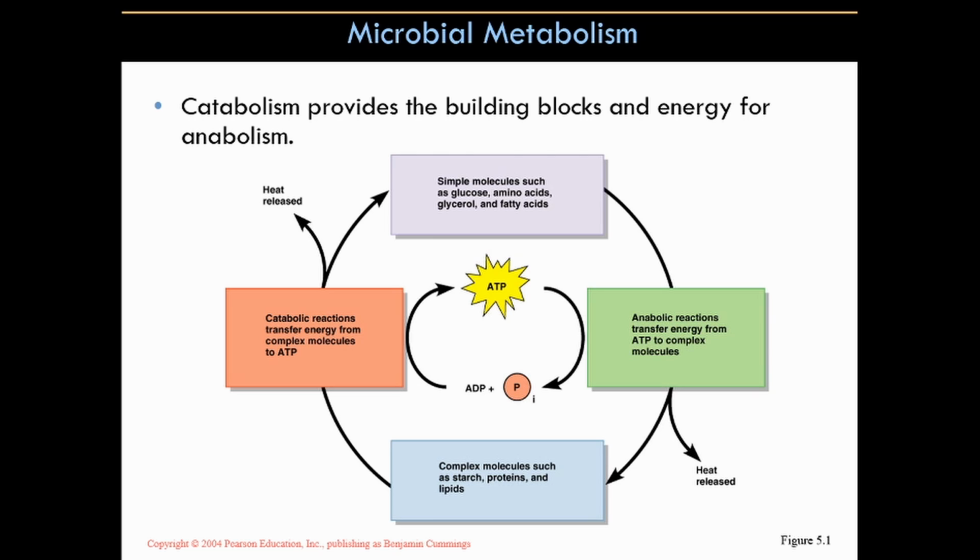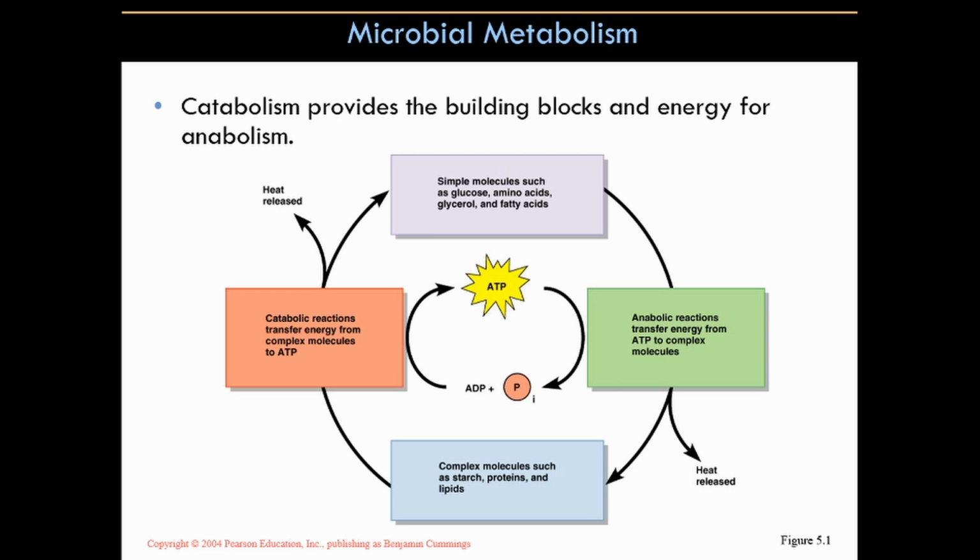So remember, these are endergonic reactions. They're absorbing energy. Where is the energy coming from? It's coming from ATP. So the energy leaves the ATP, goes into these simple molecules, and then larger, more complex molecules such as starches and proteins and lipids are built up. We keep going there. Catabolic reactions transfer energy from the complex molecules to the ATP. So the energy leaves those complex molecules, goes into the energy molecule ATP, and ATP then has energy. It has been energized, and heat is released again. So we can keep going around and around and around.